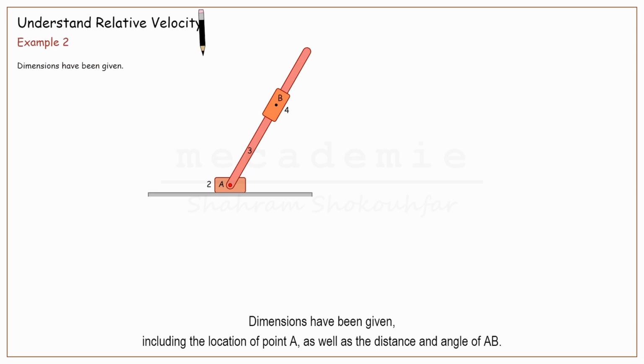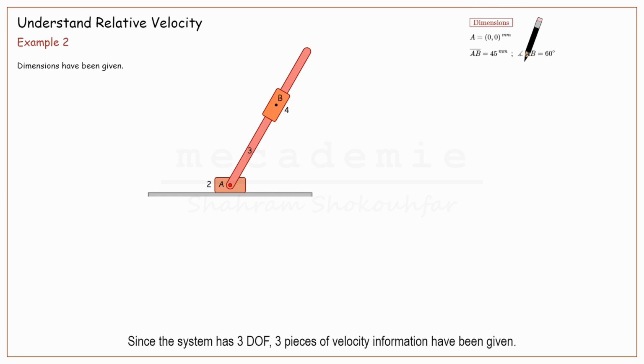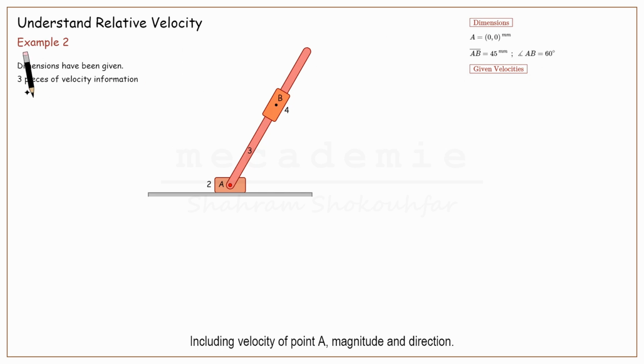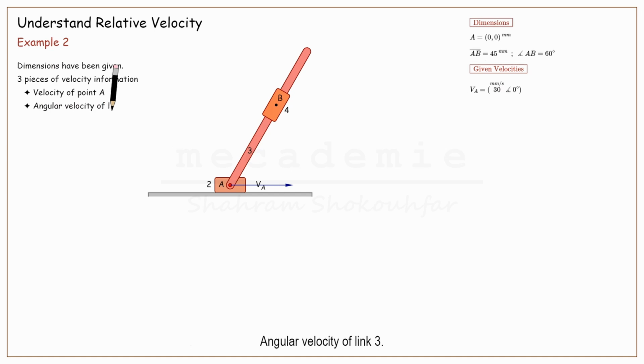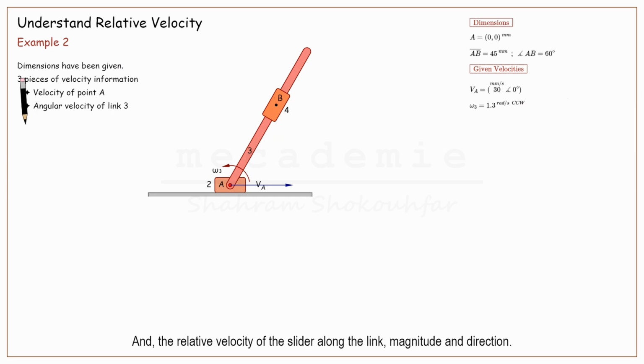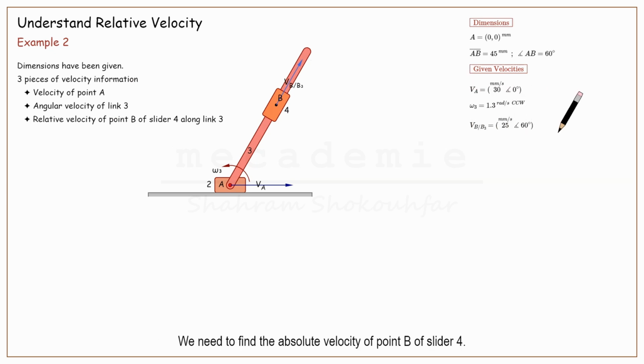Dimensions have been given, including the location of point A as well as the distance and angle of AB. Since the system has 3 degrees of freedom, 3 pieces of velocity information have been given, including velocity of point A, magnitude and direction, angular velocity of link 3, and the relative velocity of the slider along the link, magnitude and direction. We need to find the absolute velocity of point B of slider 4.